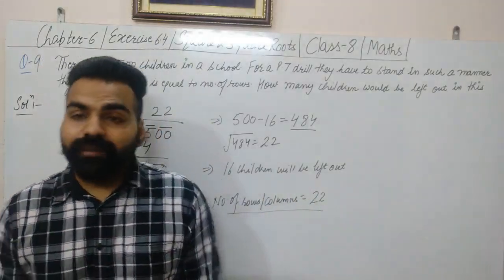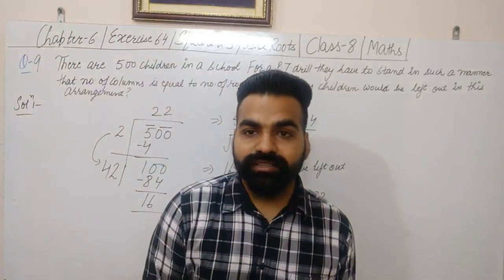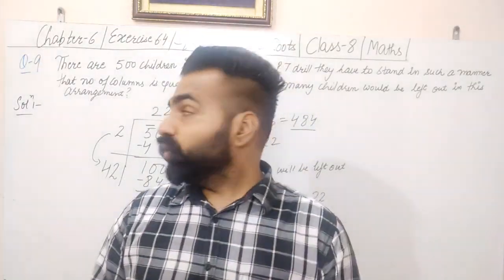So this was chapter number 6, square and square roots.